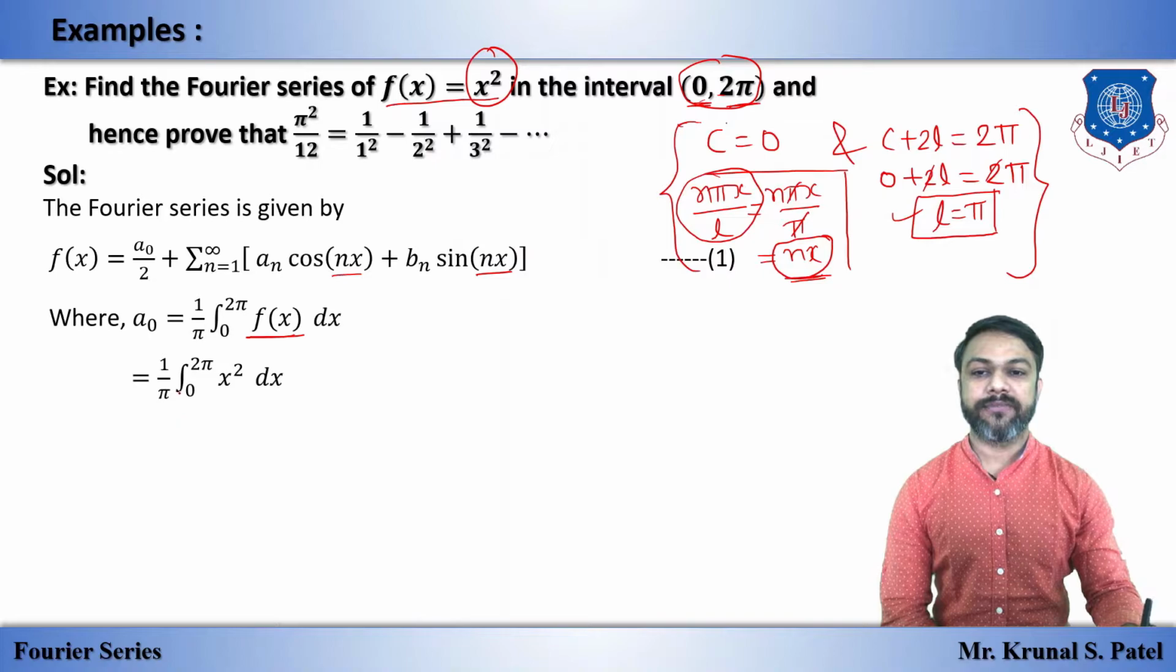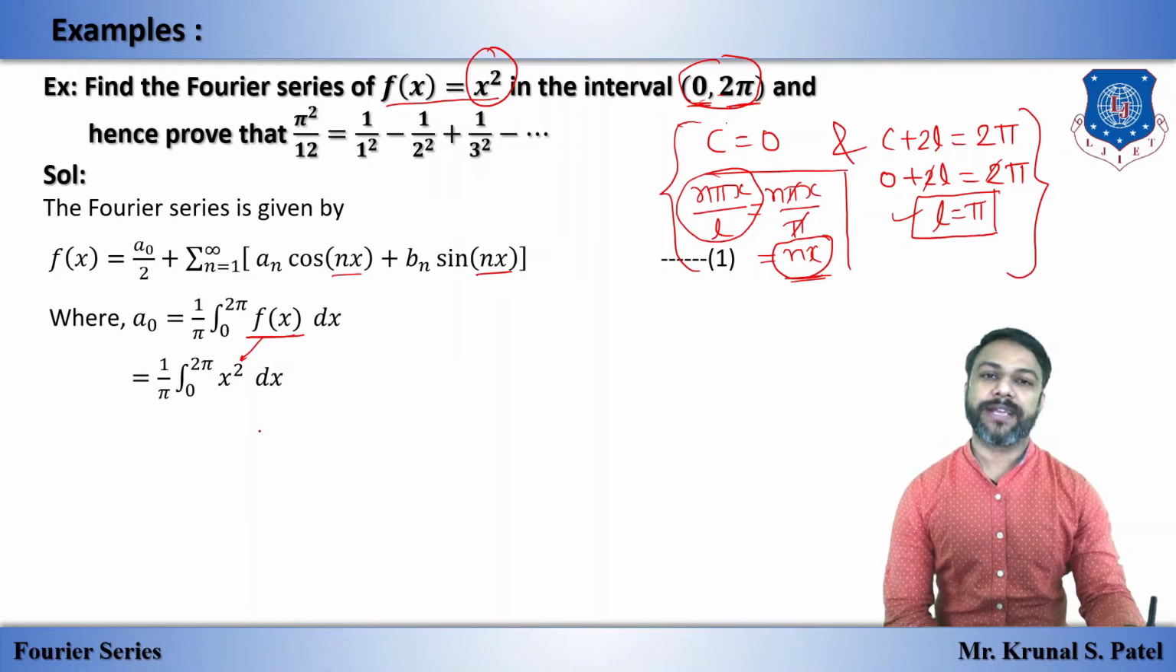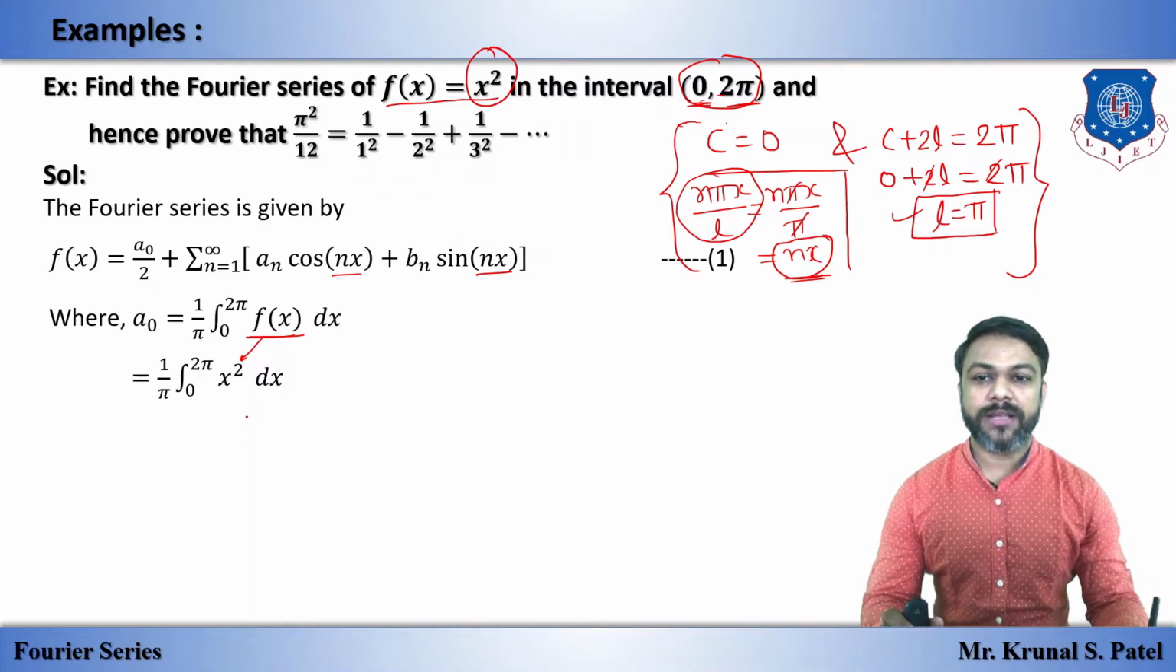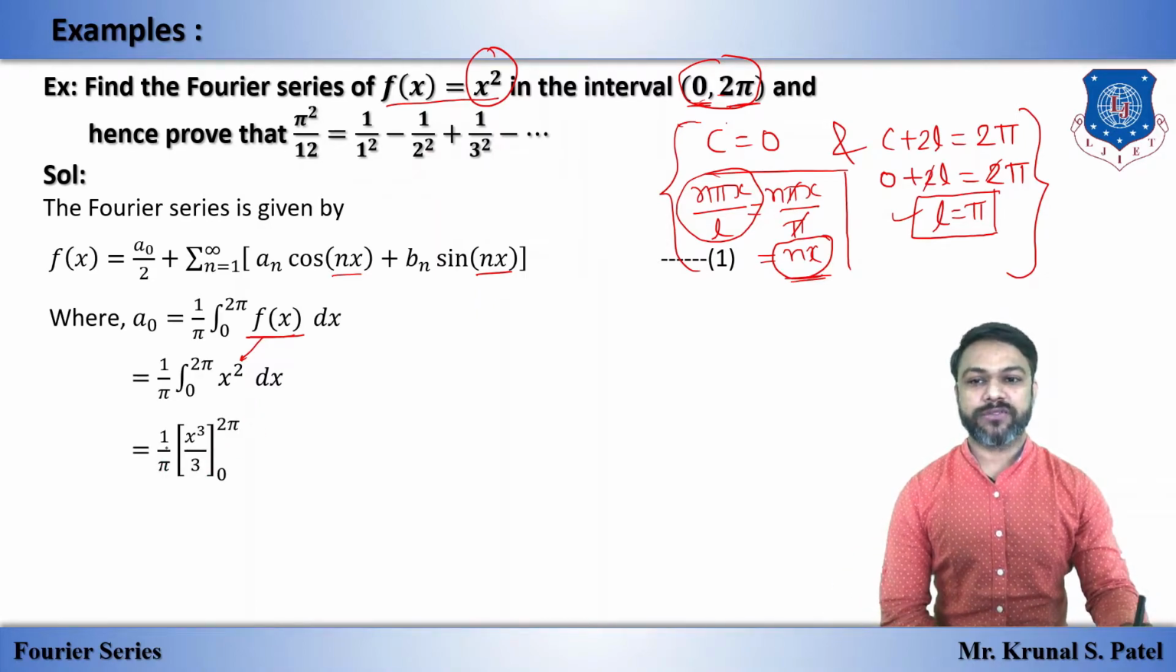So we have 1 by pi as it is, integration as it is, and the value of f of x, which is x square. Now we know the integration of x square is given, from the prerequisite formula, by x cube by 3. So 1 by pi as it is, integration of x square is x cube by 3, and we know the limit comes at the end of this integration.